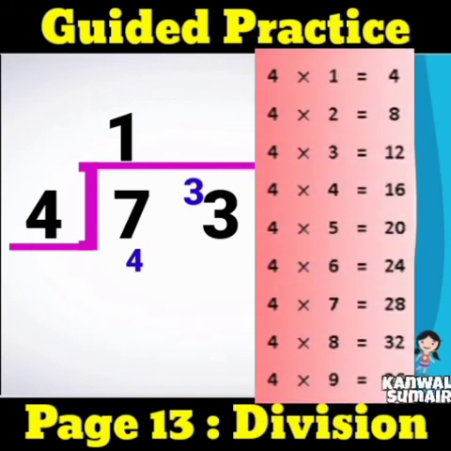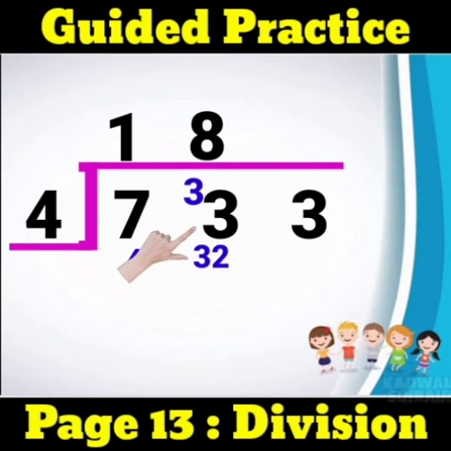33 doesn't come in the 4 times table. The smaller number which comes is 32. Write 32 down. 4 times what is 32? 4 times 8 is 32. Write 8 up. Now subtract. 33 minus 32 is equal to 1. 1 will go with the next number which has now become 13.